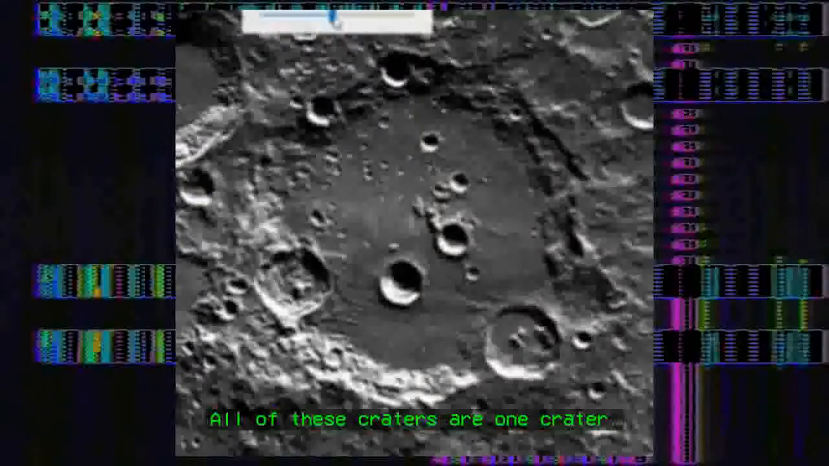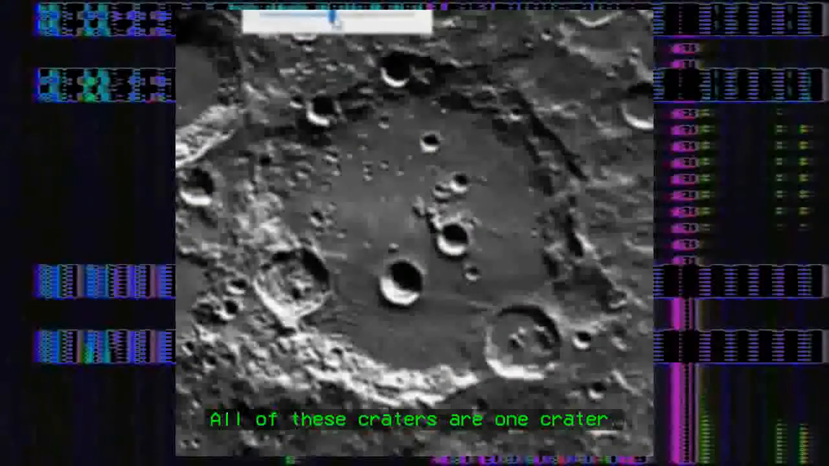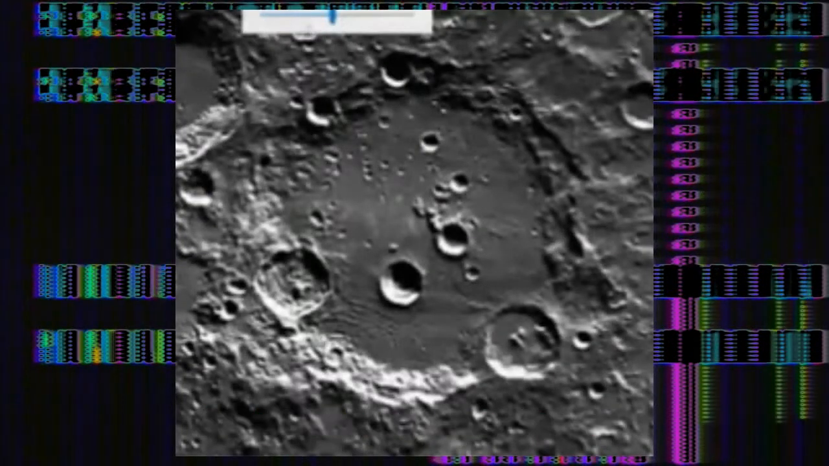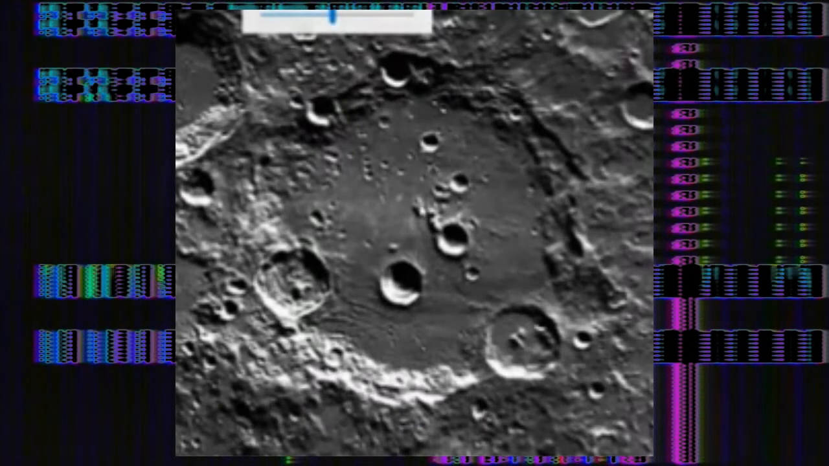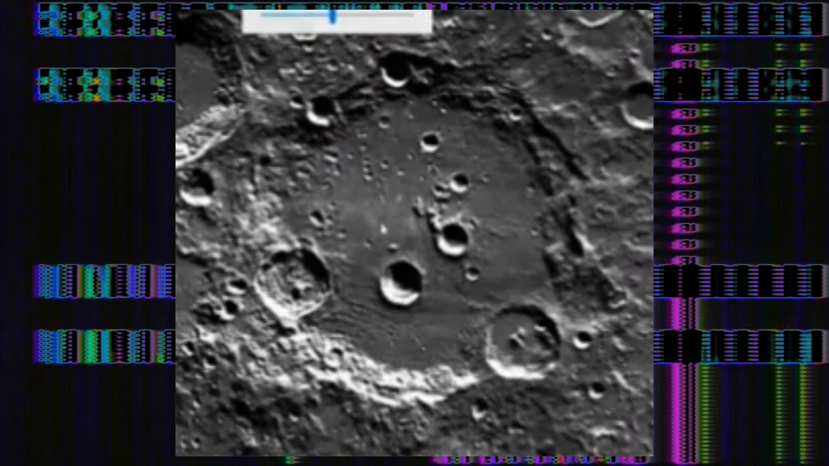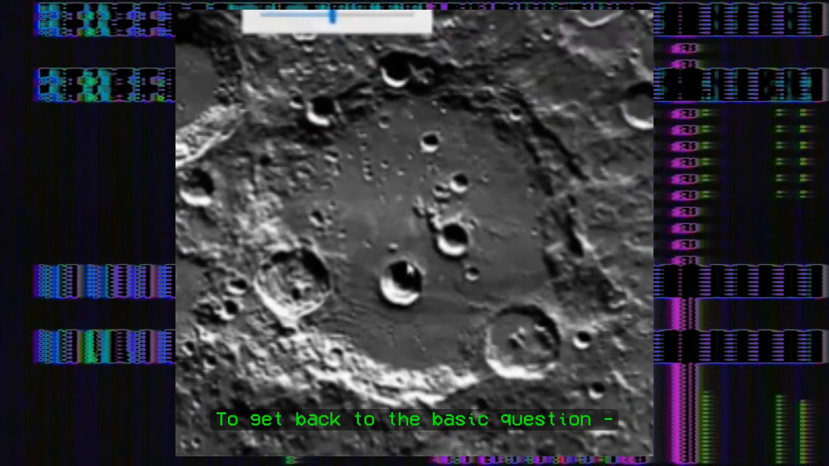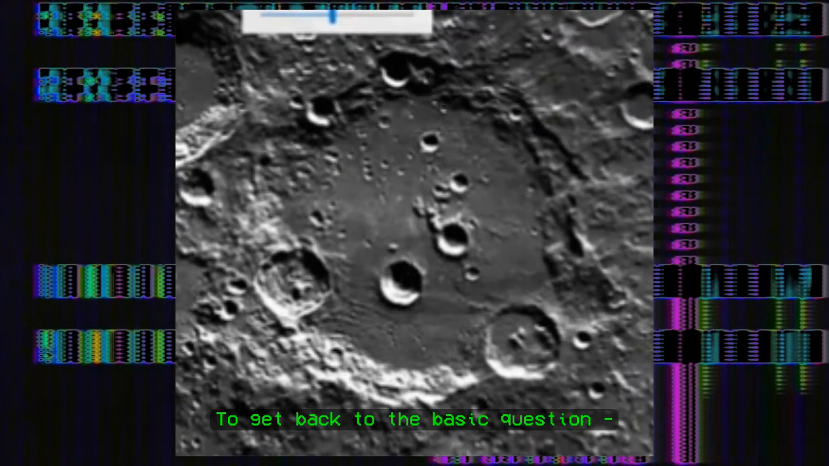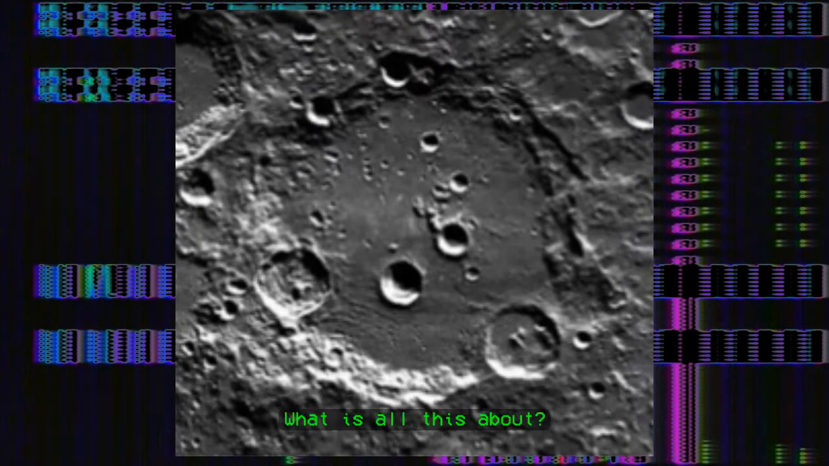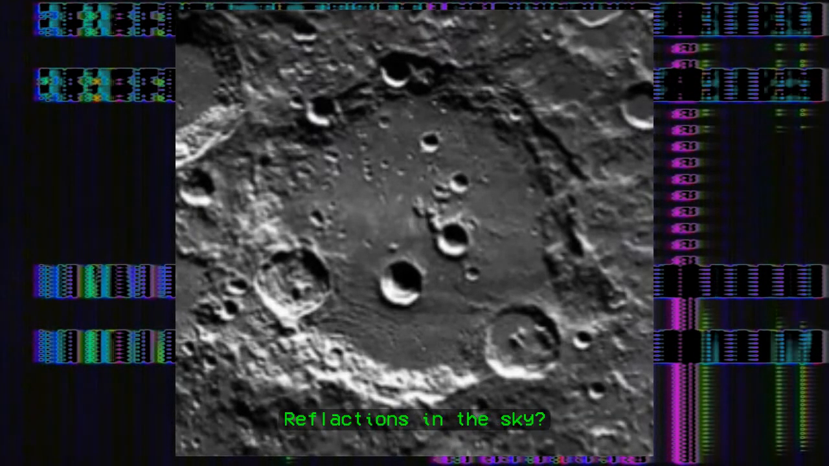But it is, and all of these craters are one crater. So you can see it here, look. All the way down. But yeah, to get back to the basic question: what is all this about reflections in the sky?